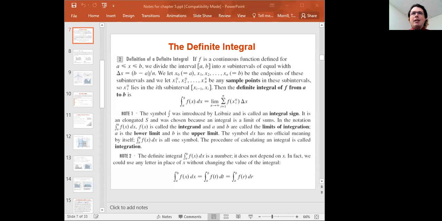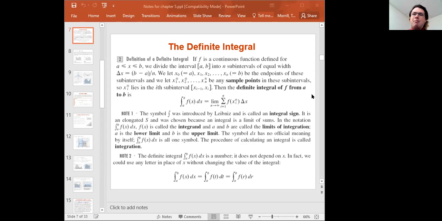We calculate a Riemann sum for a particular function, f of x. And what that looks like is we are measuring areas of rectangles. The height of each rectangle is taken from the value of the function itself. And the width of each rectangle is determined by how many rectangles we're using to fill up the interval, say, from A to B.